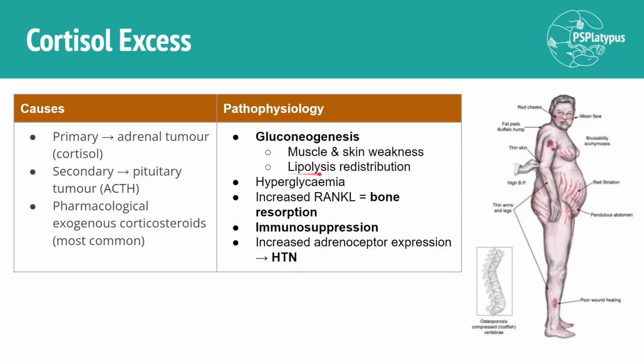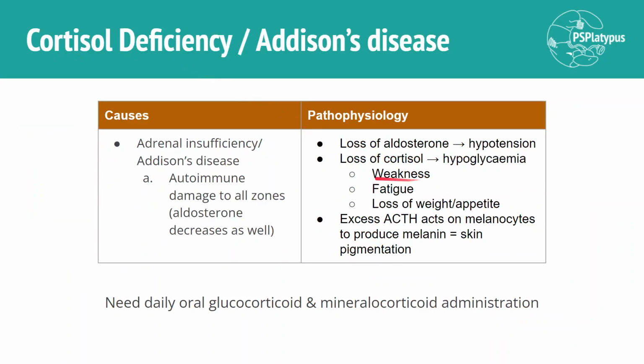Lipolysis to convert to glucose, but the fat also gets redistributed to different parts of your body, like your back over here, which causes a buffalo hump or a fat pad there. Hypoglycemia, you have bone problems, you are immunosuppressed, and you might end up with hypertension because of increased adrenergic receptor expression because of cortisol. All right, you can also have too little cortisol.